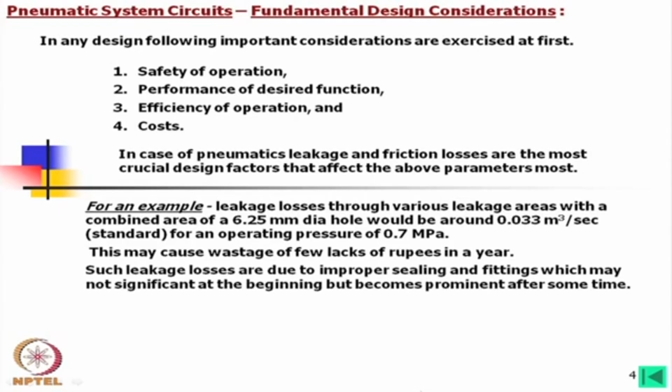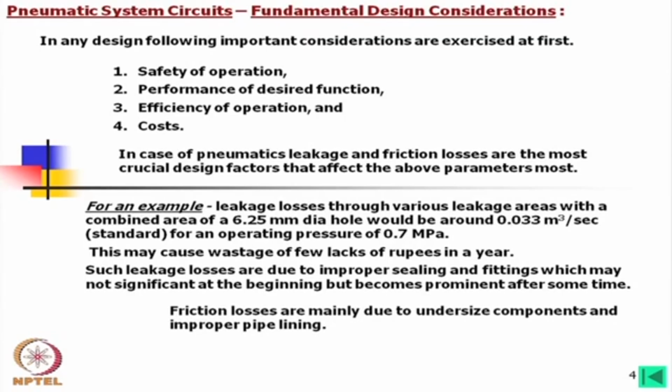Such leakage losses are due to improper sealing and fittings, which may not be significant at the beginning, but become prominent after some time. Friction losses are mainly due to undersized components and improper pipe lining.